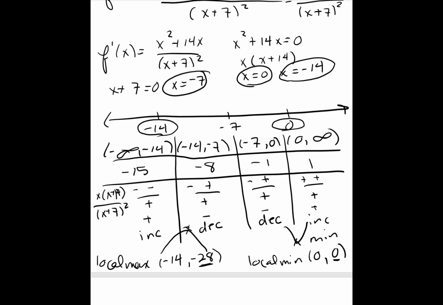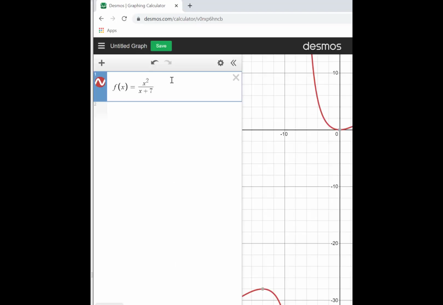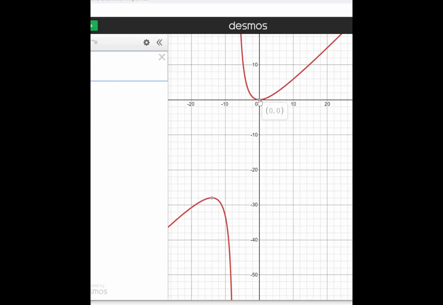Let's look at the graph really quick so I can show you what that looks like. So here I typed in x squared over x plus 7, and then I'm going to move my graph over so you can see it. So you can see down here, this (0, 0), there's a min. It went down and then up, so the min at (0, 0). And then this up and down, which we can see at (negative 14, negative 28), was our max. So you can't go by the numeric value. You have to go by the increasing, decreasing of the functions to decide if it's a max or a min.